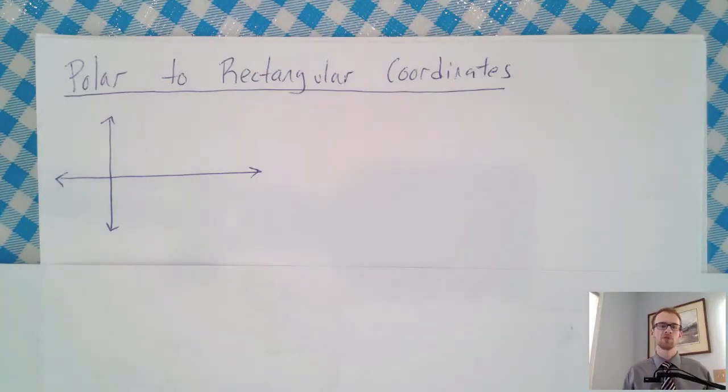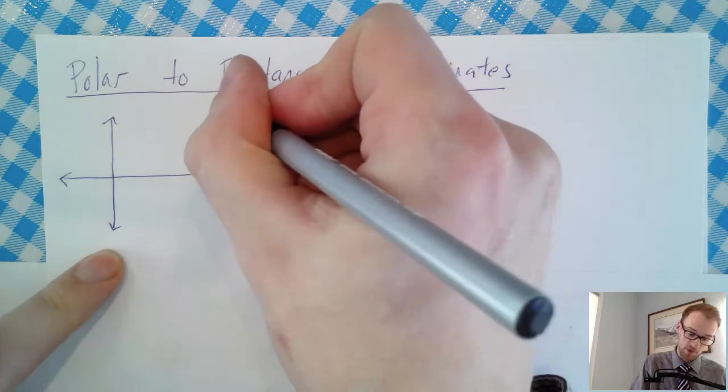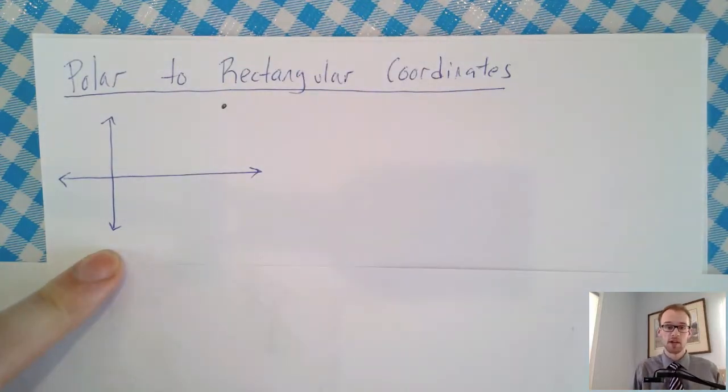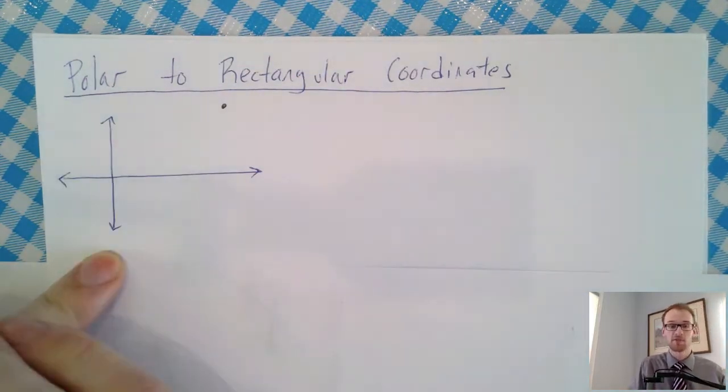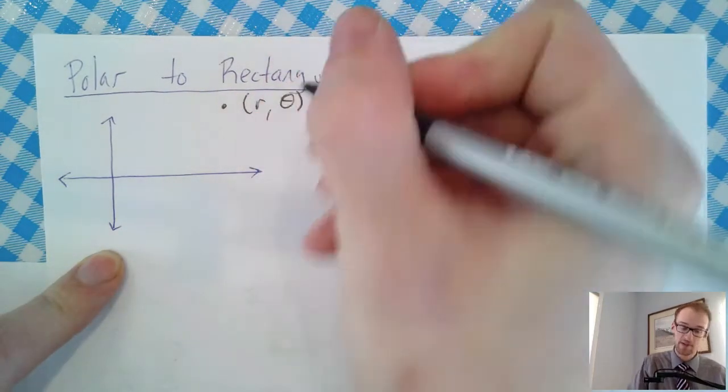Let's learn how to convert polar coordinates to rectangular coordinates. Let's say we have a random point somewhere in space, and we know the polar coordinates of that point. In other words, we know r and we know theta for that point.